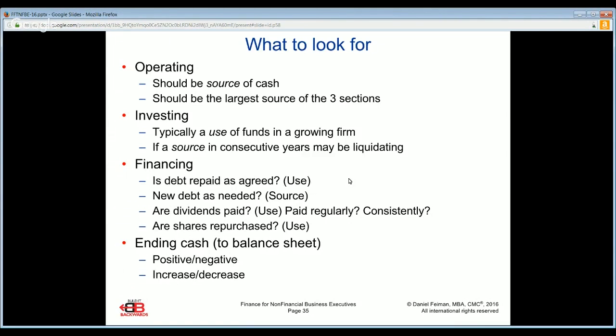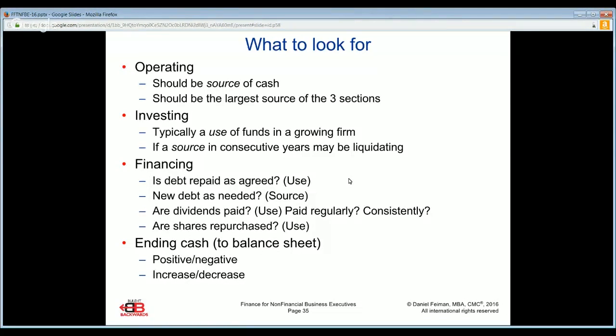And what to look for on the financing side. If they're using cash to repay long-term debt, is it as agreed? Is any new debt coming in at least as large as the old debt? And if it isn't, just ask why. Does the organization pay cash dividends? If it does, does it pay them every period? Does it pay the same amount each period? The answers here are not necessarily good or bad, but they'll tell you something about the organization.